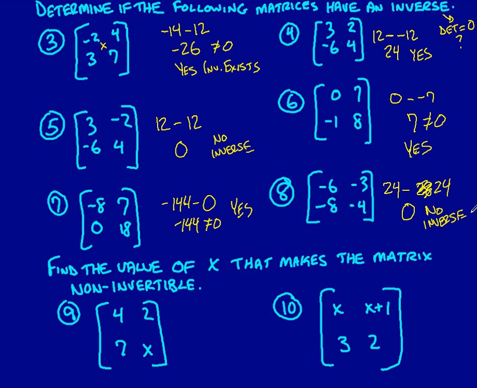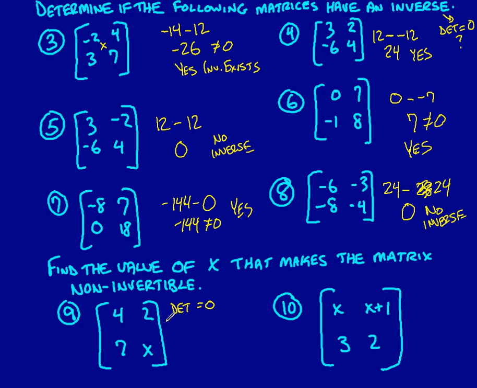Alright, for numbers 9 and 10, we need to find the value of x so that the matrix does not have an inverse, that it is not invertible. The only way to do that, same thing, we need to find when the determinant equals 0, because that's when the matrix does not have an inverse.